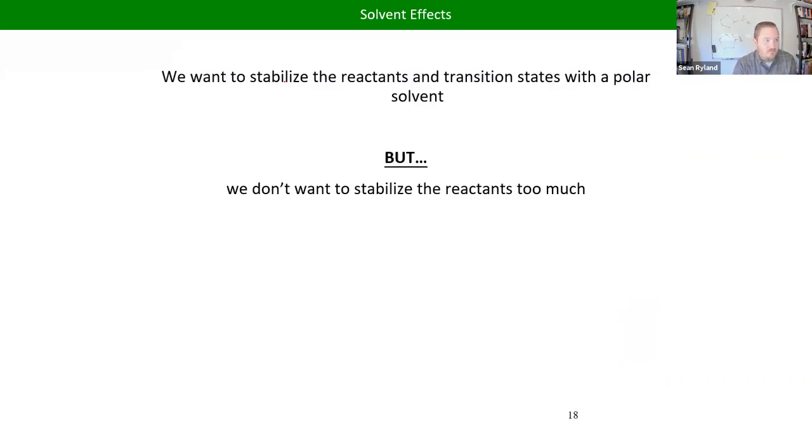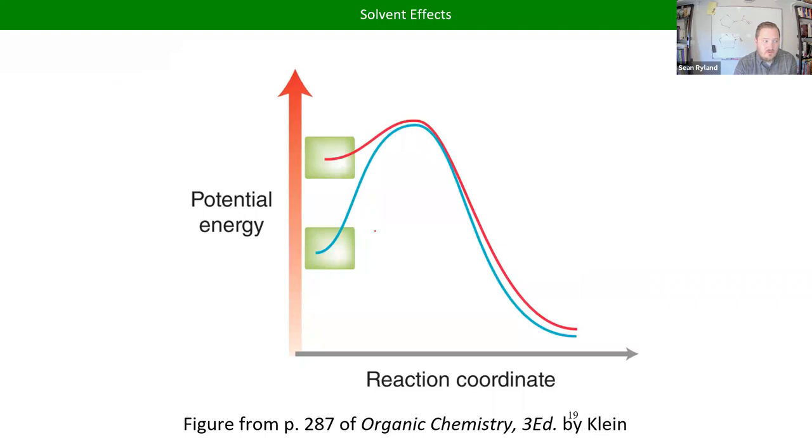So this is our problem here. We want to stabilize the reactants and transition states with a polar solvent, but we don't want to stabilize the reactants too much. Because if we can stabilize our transition state and our products without stabilizing our reactants too much, that's going to make this reaction go even faster.